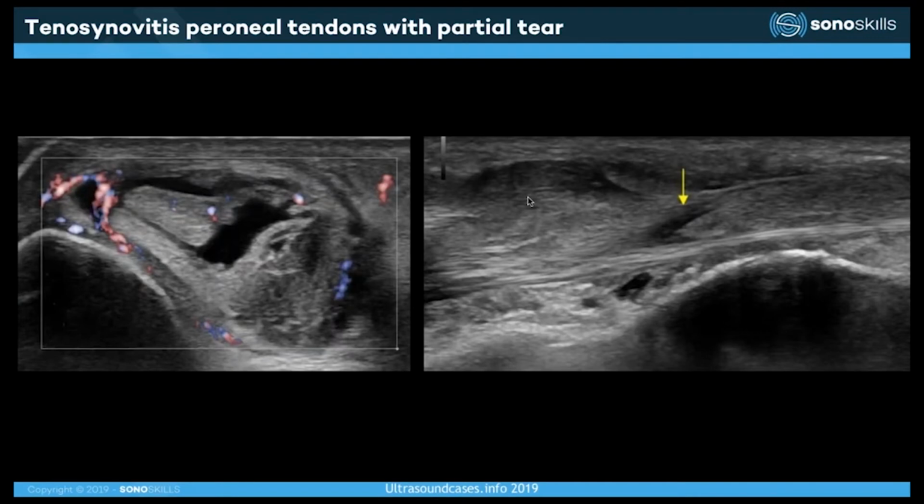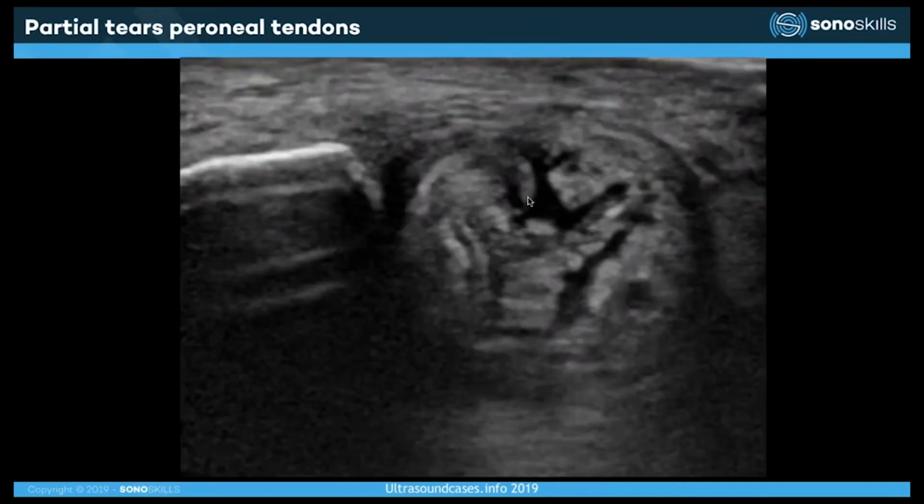So if we're looking at the peroneal tendons, we could see potentially a few different pathologies. For example, in this case, we see a tenosynovitis and also a partial tear. We can see an increase in thickness of the whole tendon sheath with anechoic fluid surrounding the tendons. There is Doppler activity, and we can also see a diffuse thickening of the tendon of the brevis, the short one. And in this case, you can see really within the tendon.